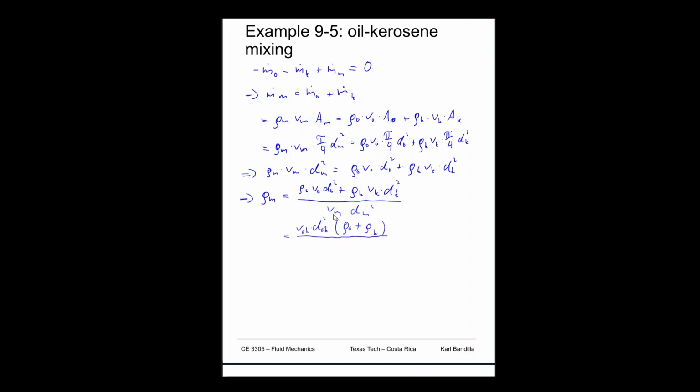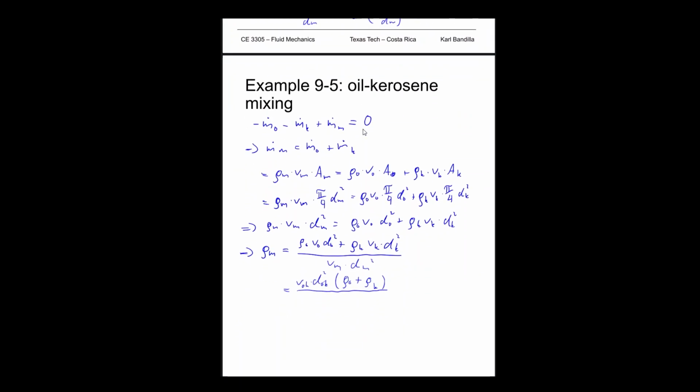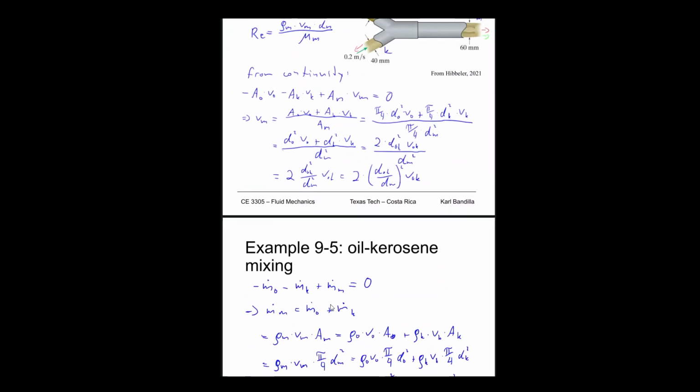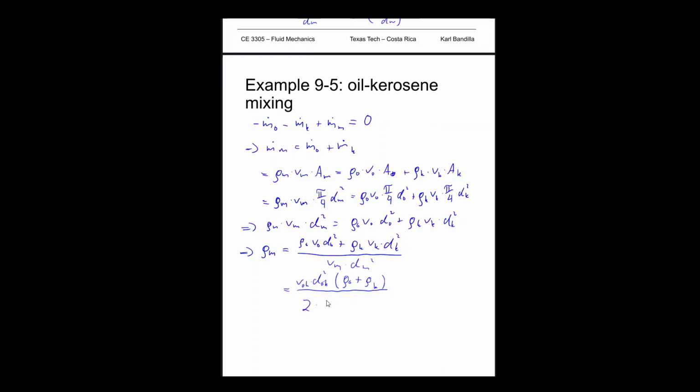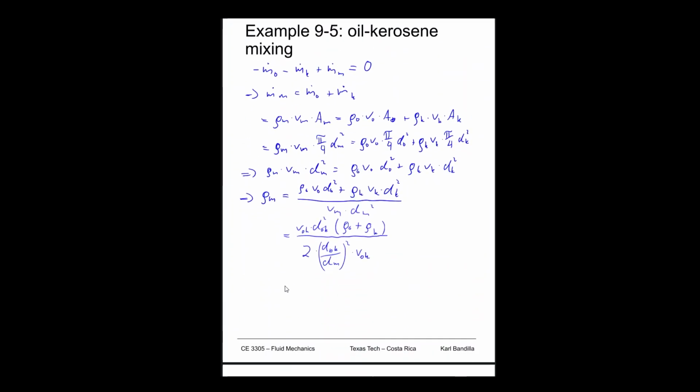And then we can plug in what we found for the velocity, right? We found that the velocity, where do we find this? Up here, right? That was 2 times DOK over dm squared times VOK, right? That's what we found right there. And that still is equal to rho m times dm squared.